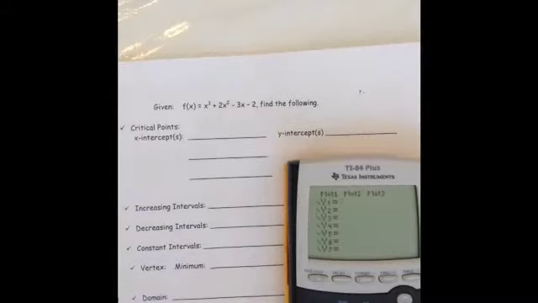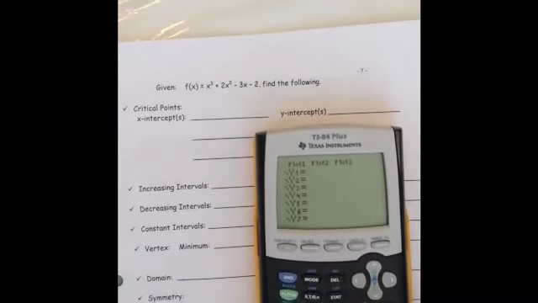Go to y equals, and can you see me? Okay, and we'll type that in. So you're going to go x to the third plus 2x squared minus 3x minus 2, and we're going to graph that.